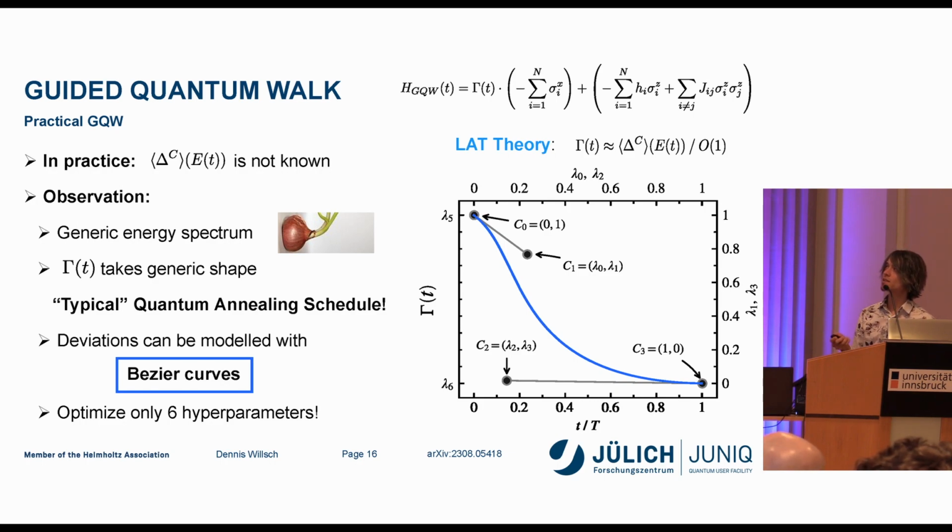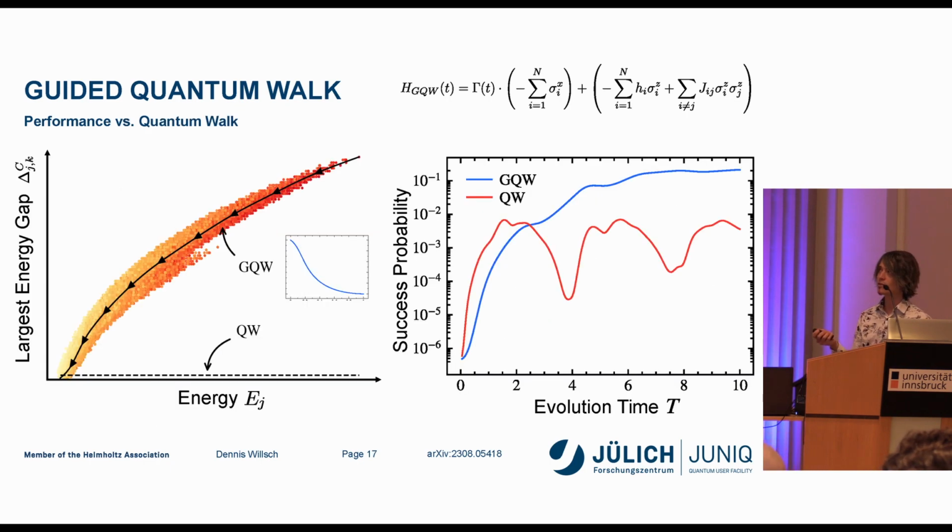What we do in practice is based again on this observation of the generic energy shape, this onion. So we did this for a lot of these optimization problems, and we looked at the optimal hopping rate schedules that came out, and we saw that these schemes, you can also call them annealing schemes, take a generic shape. And it looks like this. And when we saw this, we thought, oh, this is exactly a typical quantum annealing schedule.